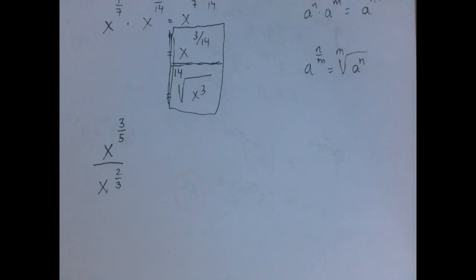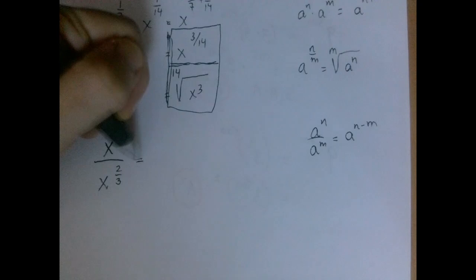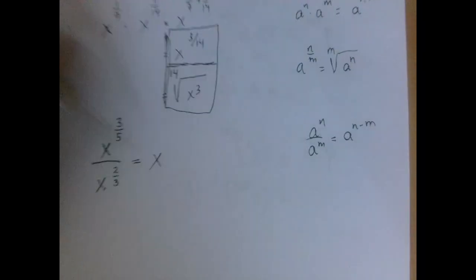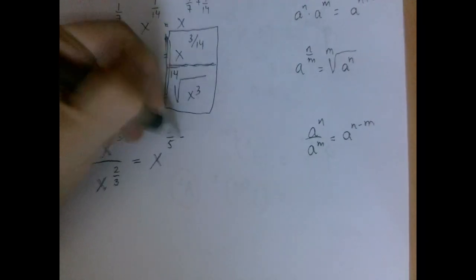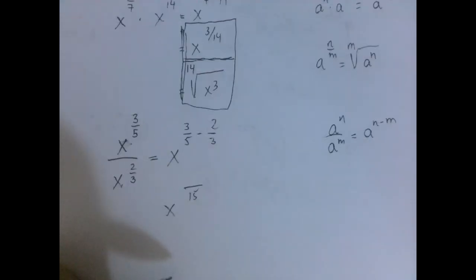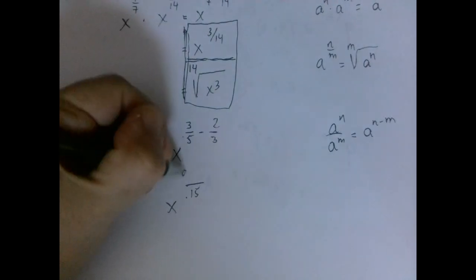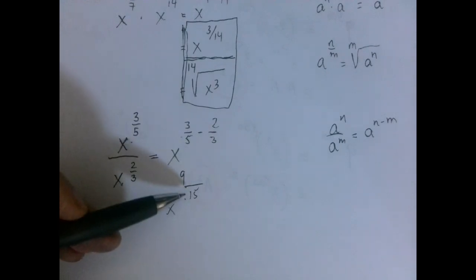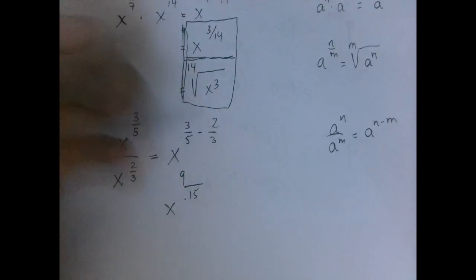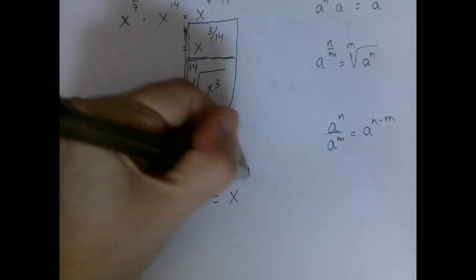So our next problem is a division, and just like in the case of the previous problem, this rule of exponentiation is still true. So all we have to do is subtract 2/3 from 3/5. So it's x to the 3 over 5 minus 2 over 3. So the common denominator is 15. 5 to 15, that was multiplication by 3. 3 times 3 is 9. 3 to 15, that was multiplication by 5. And 2 times 5 is 10. So we have x to the negative 1 over 15.